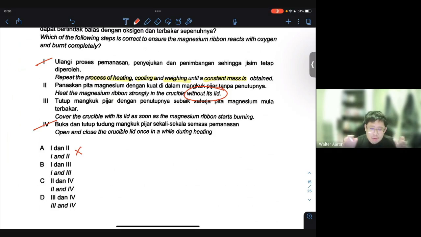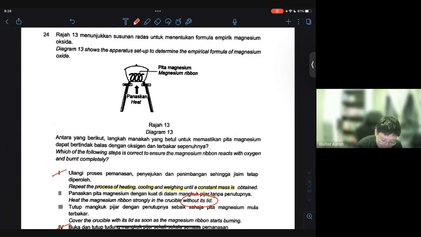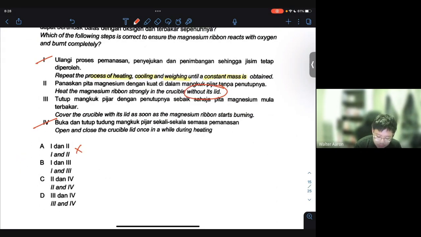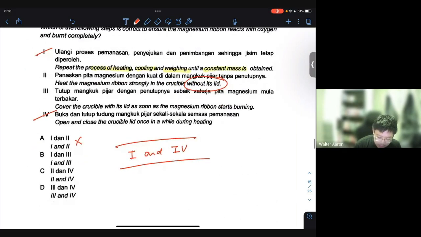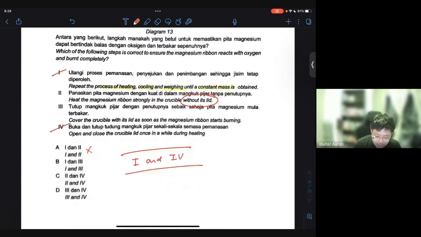You cannot open up the lid. If you guys have done the experiment before, you understand what I mean, right? The white fumes of magnesium oxide just fly around. So remember, this is actually no answer. I think there's a mistake that they made. It's supposed to be 1 and 4, so I'm going to write it over here just so you guys know. So for number 24, I'll just put no answer.